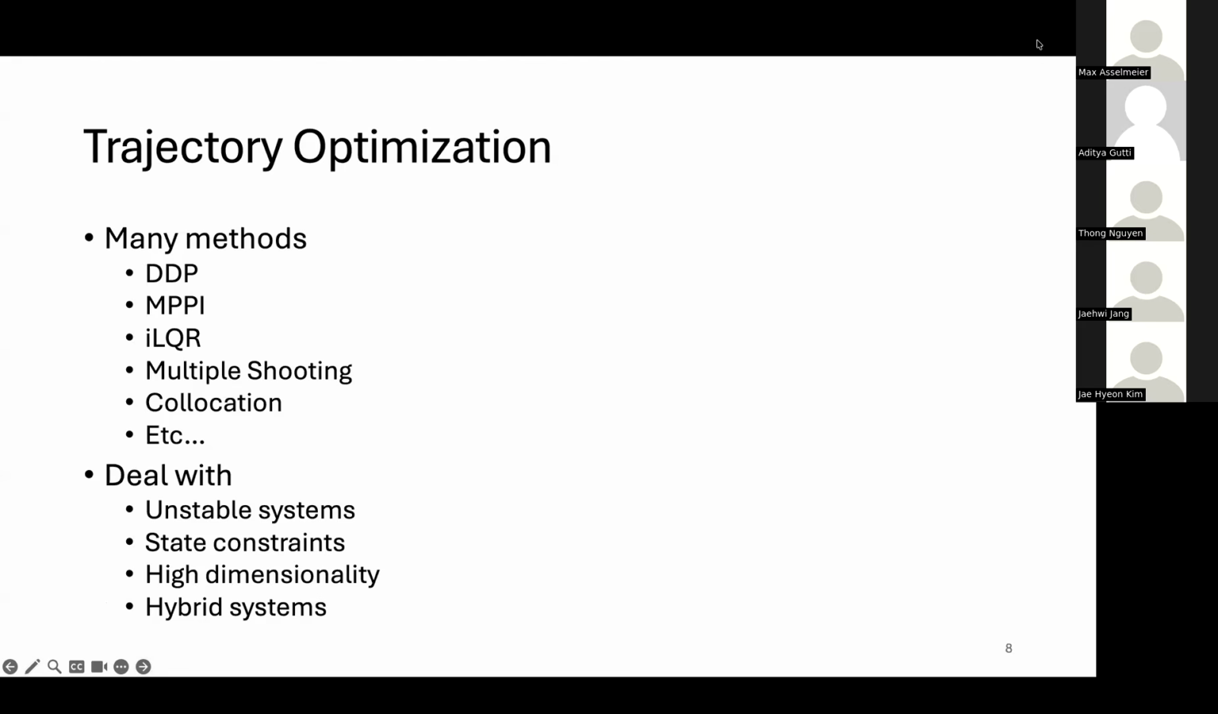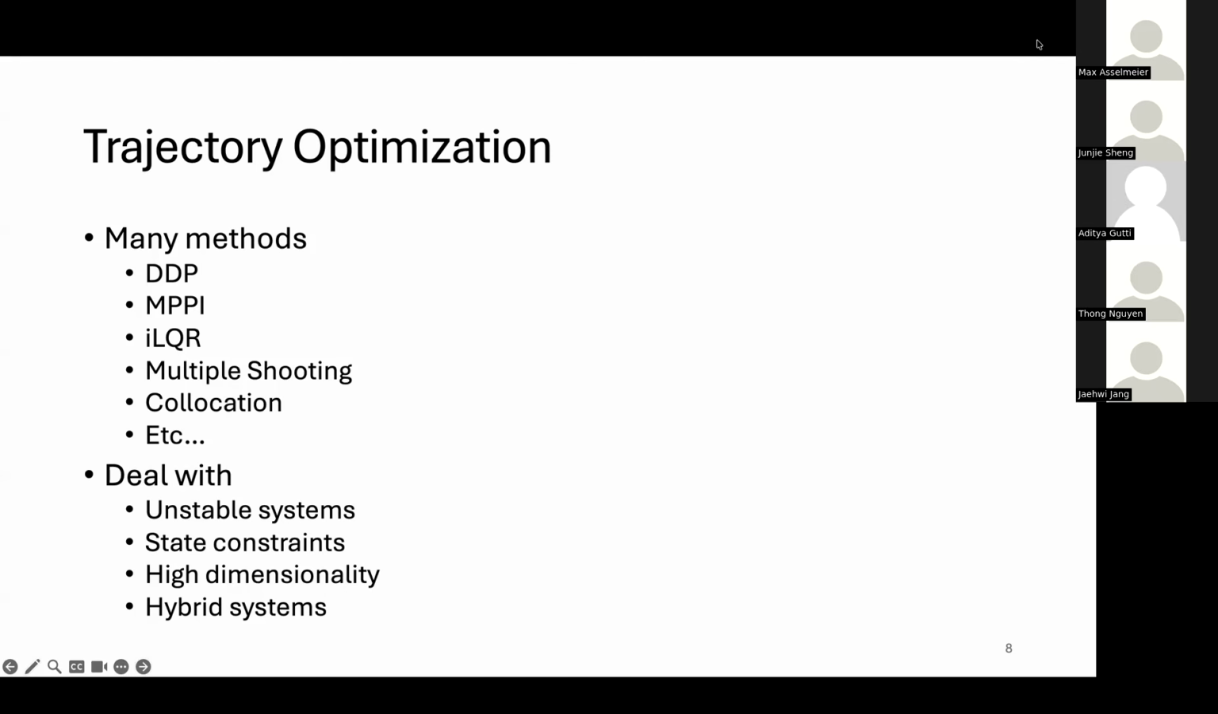So then let me touch a little bit on trajectory optimization too, because this will come up throughout the talk as well. There's so many methods for trajectory optimization, right? I mean, DDP, MPPI, ILQR, direct multiple shooting, collocation, you name it, right? You can kind of keep going on and on.